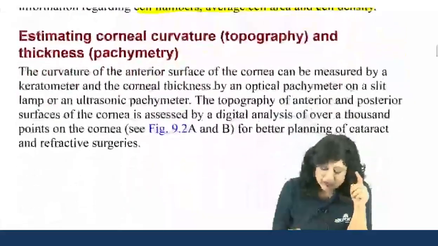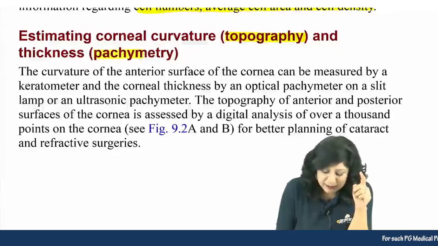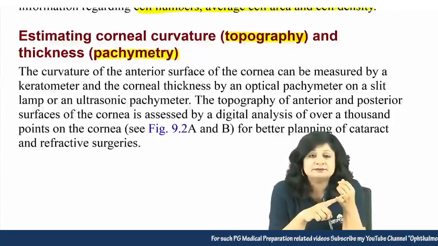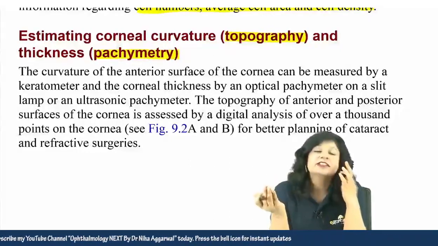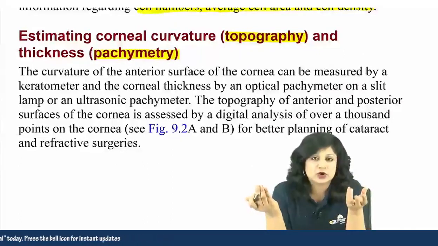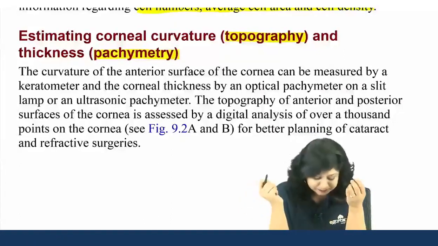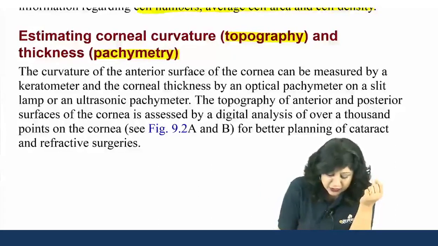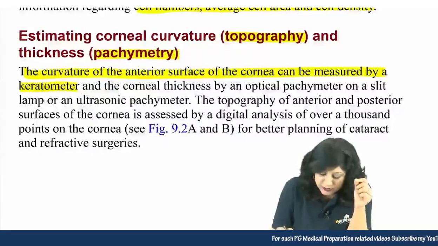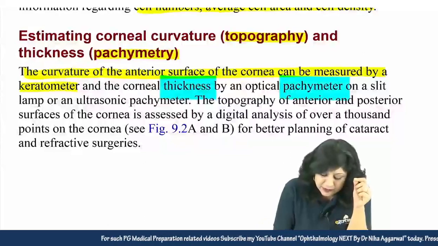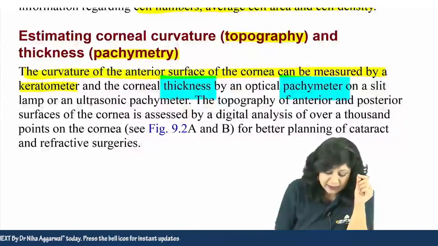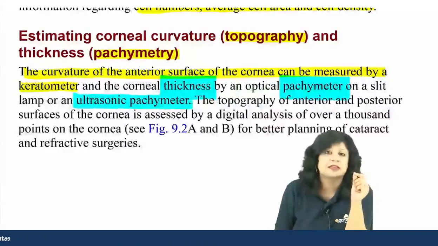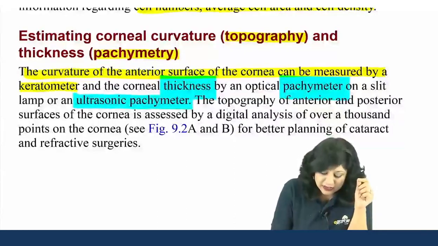Now the second thing is topography as well as pachymetry. Topography means estimating the surface along with its curvature, and the curvature part is characteristically called keratometry. Then we have the thickness of the cornea, which is related to pachymetry. The curvature of the anterior surface of the cornea is measured by the keratometer, and the corneal thickness, I will put it in a different color, is measured by the pachymeter. And how are you going to use them? We use the optical pachymeter on a slit lamp, or we can use the ultrasonic pachymeter also, right?